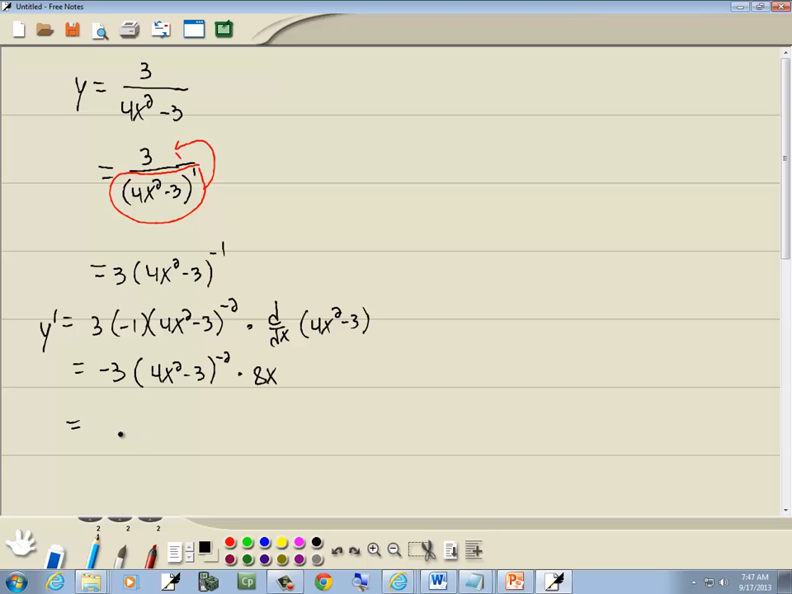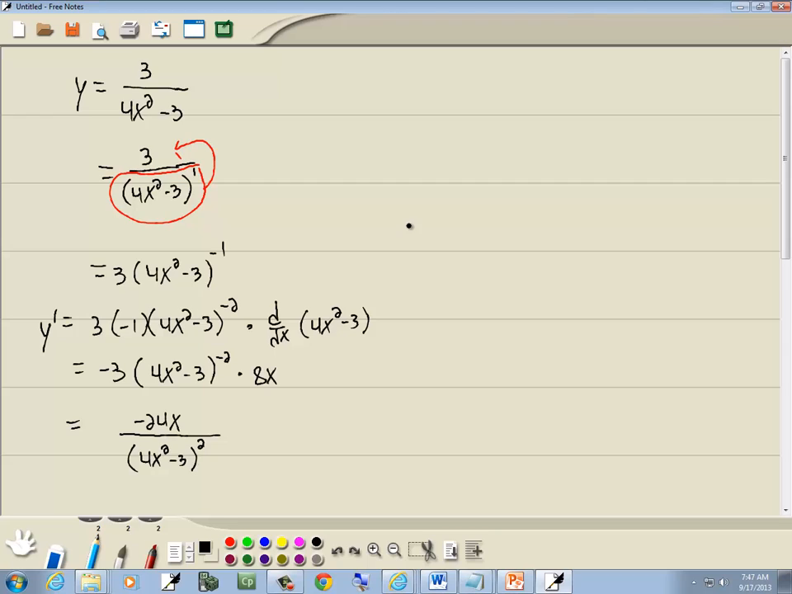Now I want to put this back into fraction form. Negative 3 times 8 is negative 24 with an x. And this part with the negative exponent I'm going to take back down to the denominator. So this becomes 4x squared minus 3 to the positive 2. Remember, when you take anything opposite to where it's at in the fraction, the sign of the exponent changes. So that's why it becomes a positive 2 for the exponent. And that would be your answer.